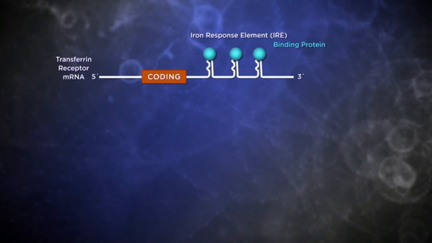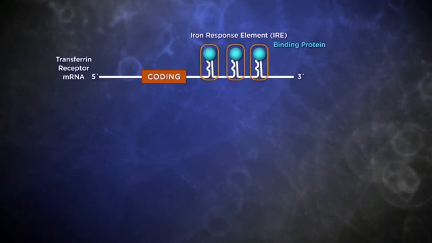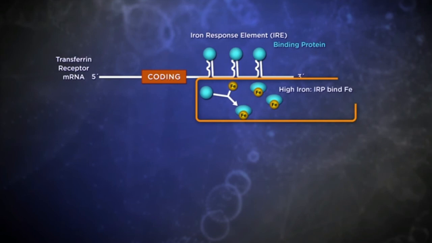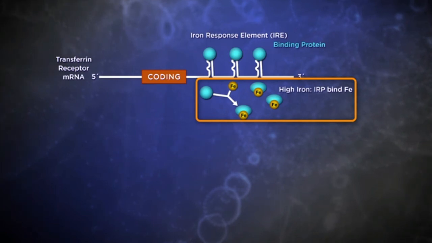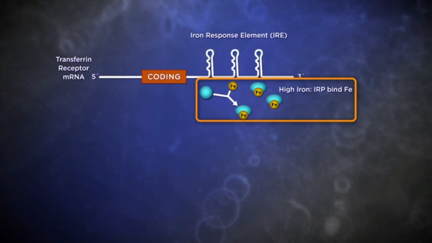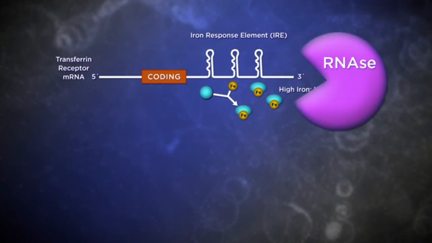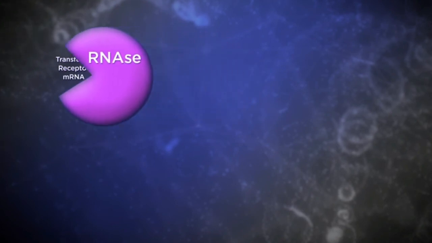The messenger RNA encoding the transferrin receptor has several IRE sequences in the 3' UTR of the transcript that can be bound by the IRE binding protein. When iron levels in the cell are high, there's no need to make more transferrin receptor. Under these conditions, the iron binds the IRE binding protein, which then undergoes a conformational change and it dissociates from the IRE.